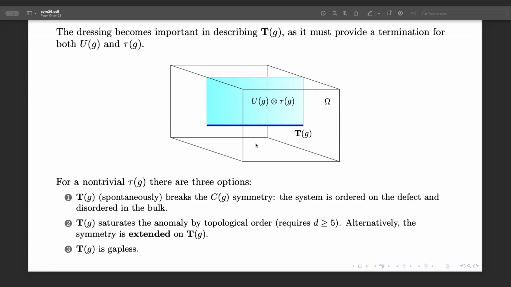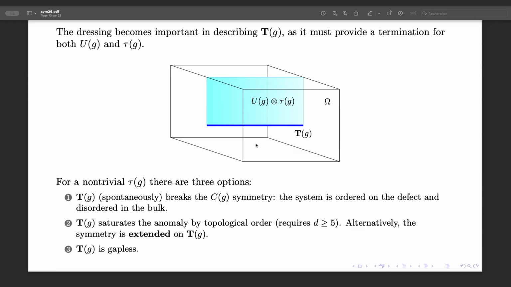In this setting, this would require d plus 1 bigger than 5. Because the T_g is quite low dimensional. And this leads you to some symmetry extension on this defect, which is a bit of a different process. And the third, more radical option is that this monodromy defect is gapless in a gapped phase of matter.